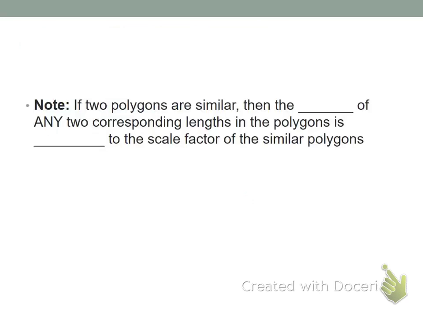Then on we go. Note, if two polygons are similar, then the ratio of any two corresponding lengths in the polygons is equal to the scale factor of the similar polygons.